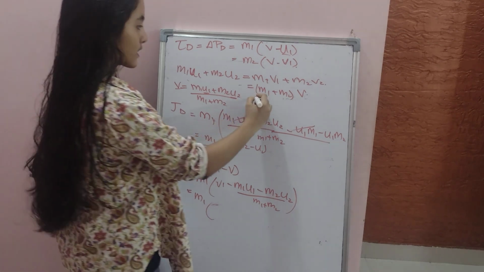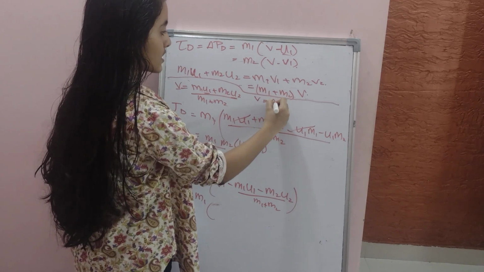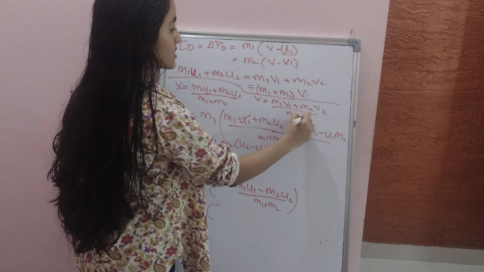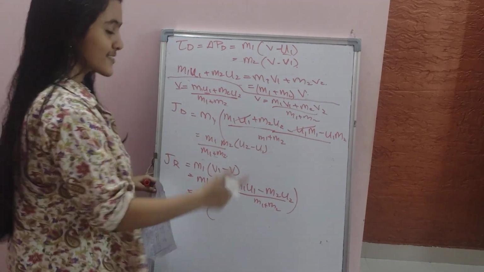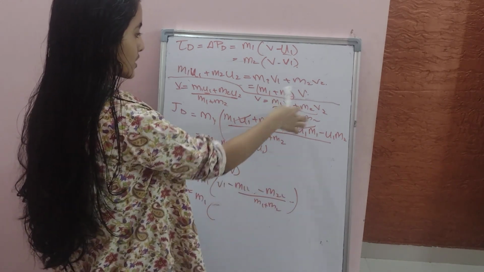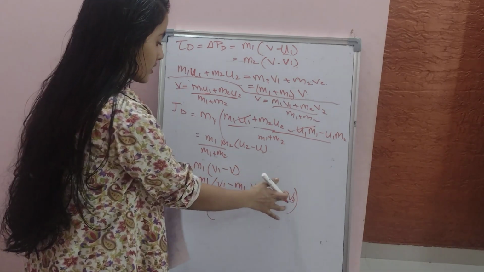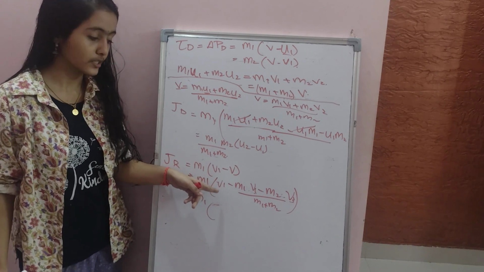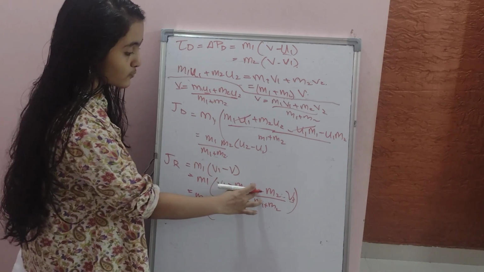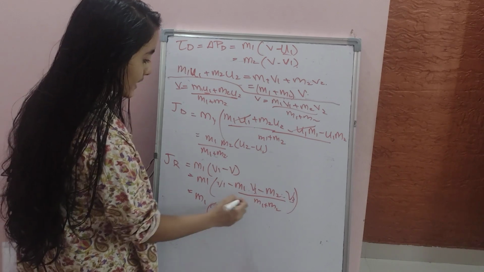So for that purpose, we can write V again as (M1 V1 plus M2 V2) by M1 plus M2. Right. So it's just a simple trick. Here we are removing U1 and U2 and putting in V1 and V2. See, both equations are correct. But here V1 is present, and V1 we have to cancel out. So to cancel this V1 out, we have to put V in terms of V1 and V2, right? So now we can cancel out.